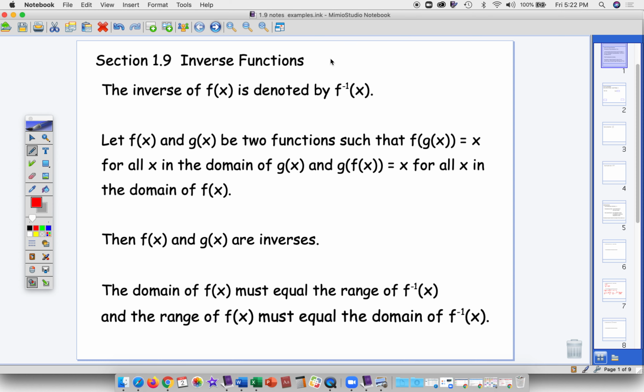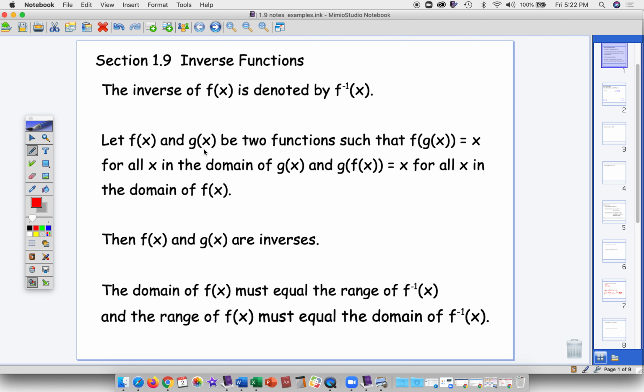Welcome to lesson 1-9 on inverse functions. So the inverse of f of x is denoted this way. Okay, this is not a power. That is the symbol for inverse. So you can read this as f inverse or the inverse of f.